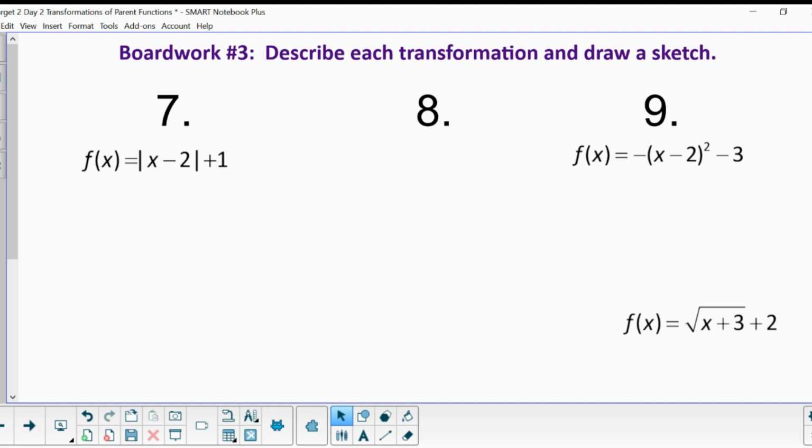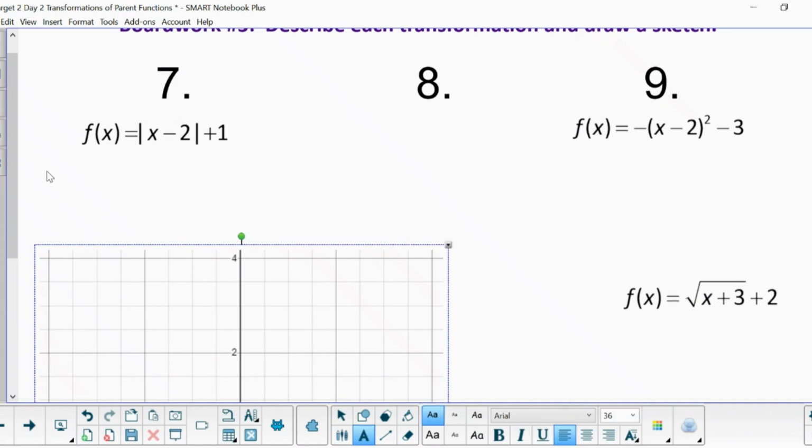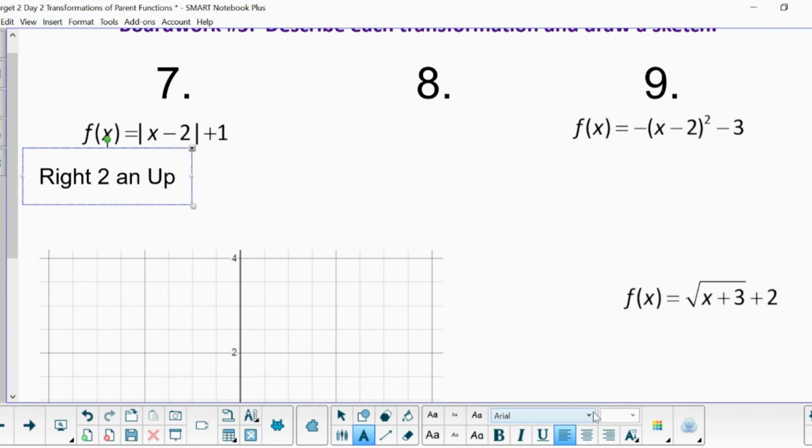Let's try again. I like this one. Copy. Paste. There we go. Okay, so for this one here, you are going right 2 and up 1. So for my absolute value graph, I have 3 defining points, which are -1, 1, 0, 0, and 1, 1.